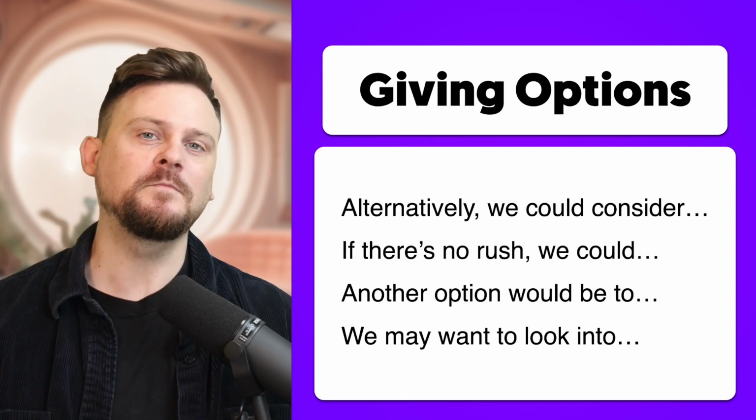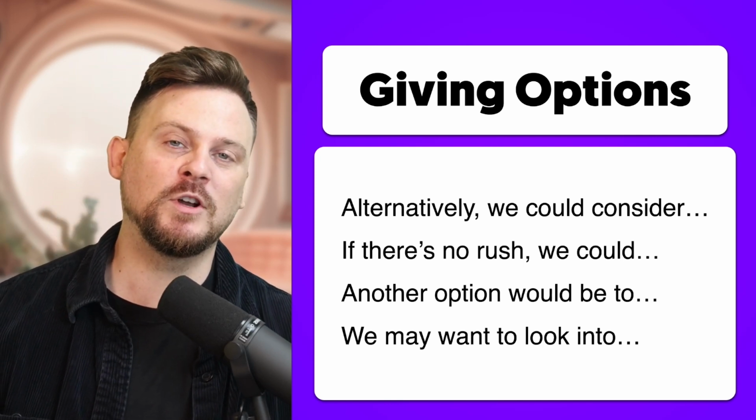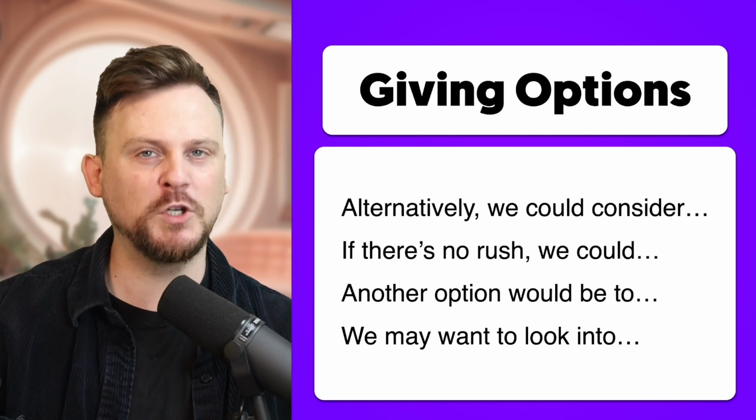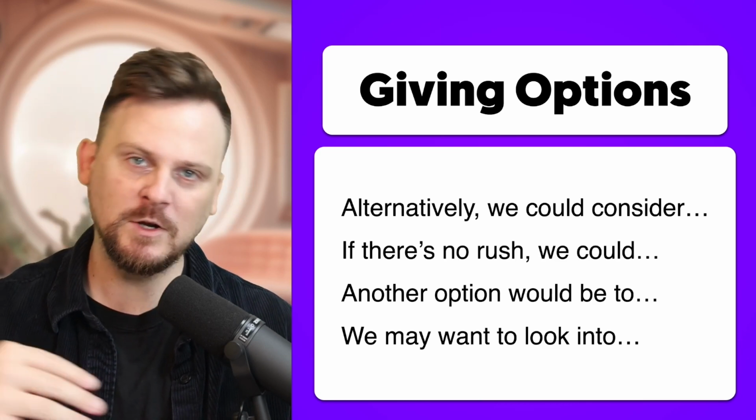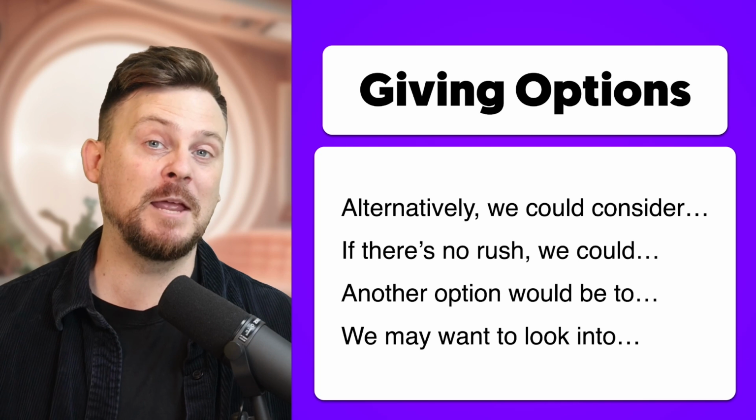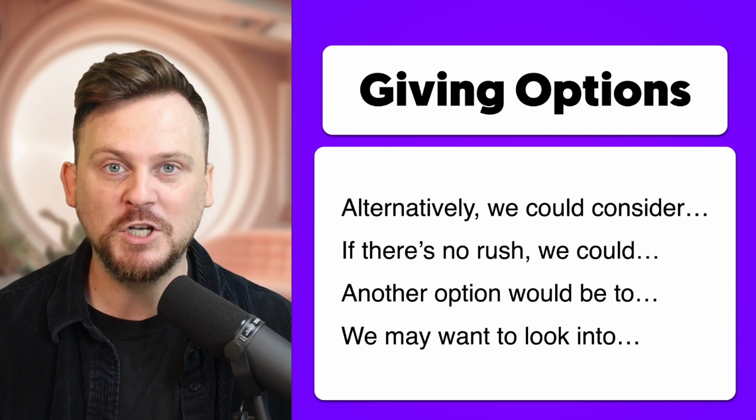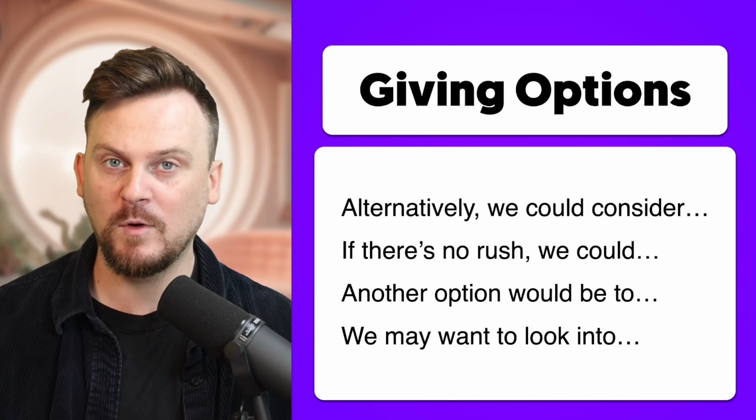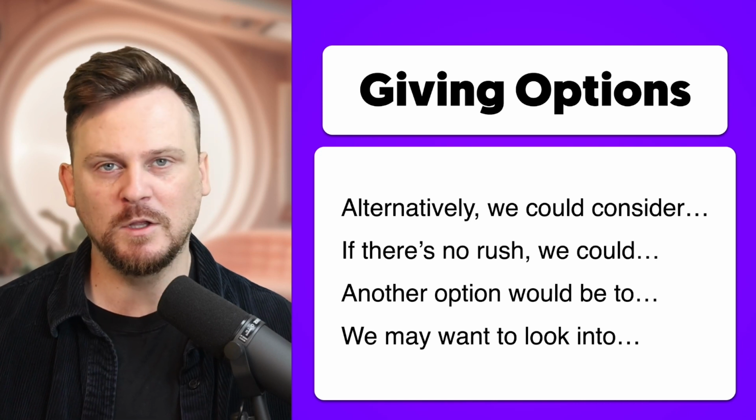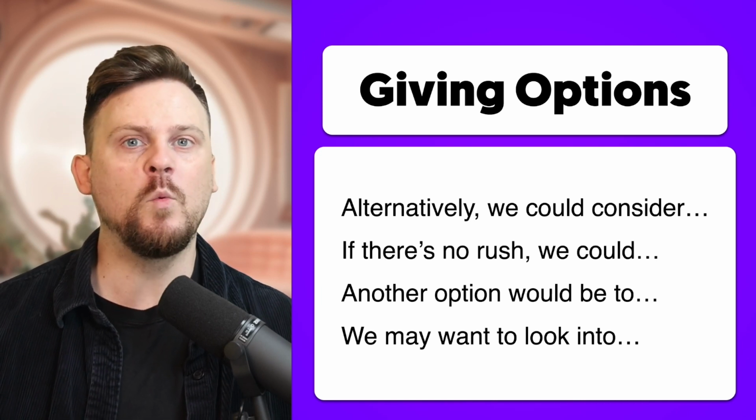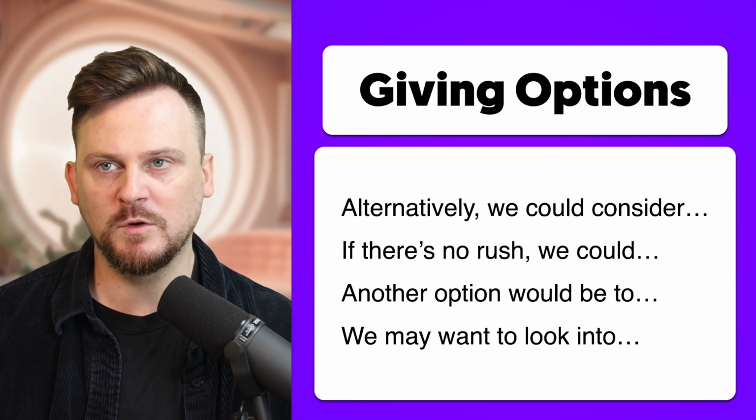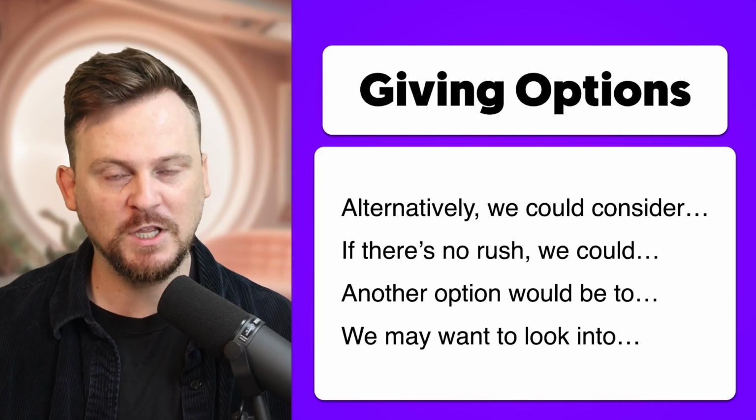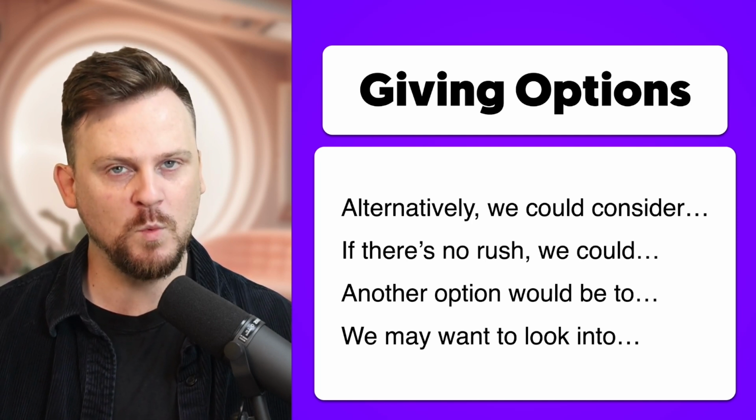Another option would be, so if you have another option, it's like saying alternatively, but it's a little less formal, right? Another option would be to mention it without being too pushy, right? And in the same way, a very non-pushy way to say it would be, well, we may want to look into hiring a few more people. We may want to look into adjusting the budget. We may want to look into how we do quality control, whatever it happens to be. This is a suggestion that I'm putting out there, and I'm not being too pushy with it, okay?